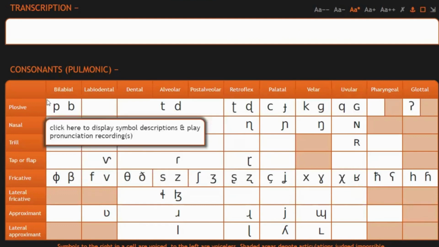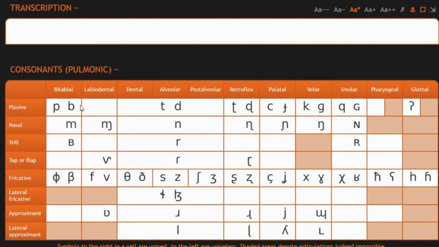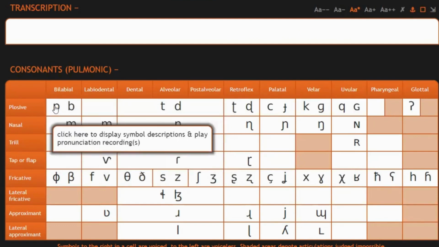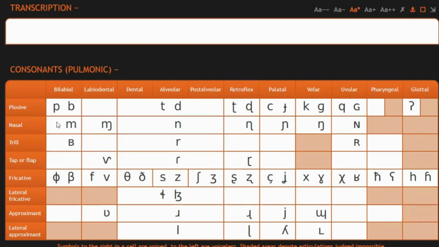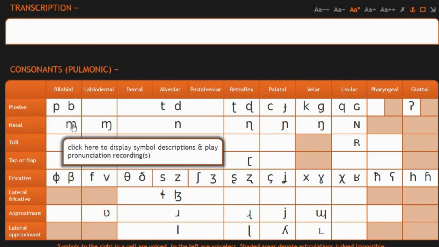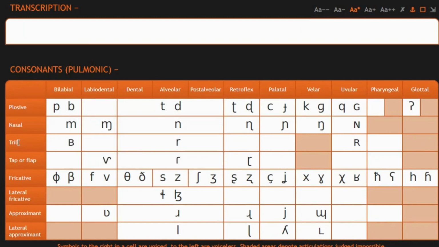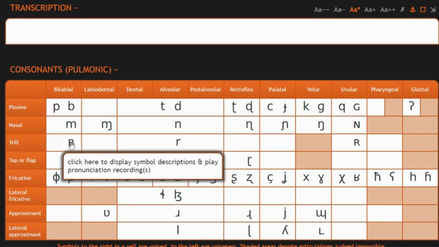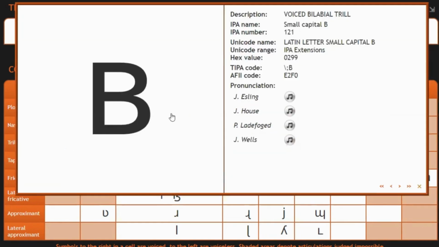All right. So those are what you would expect. You would expect for a voiceless bilabial to be written with a P, and a voiced bilabial to be written with a B, and a bilabial nasal to be written with an M. Next, we have our bilabial trill. That's written with a capital B. So you might not be familiar with this sound, so let's make sure we listen.